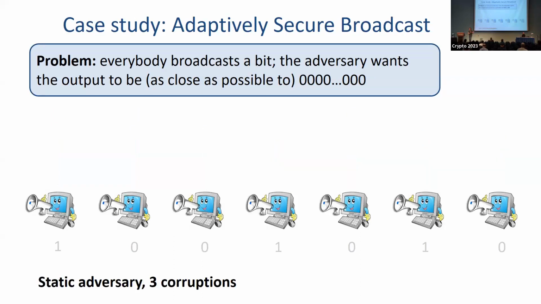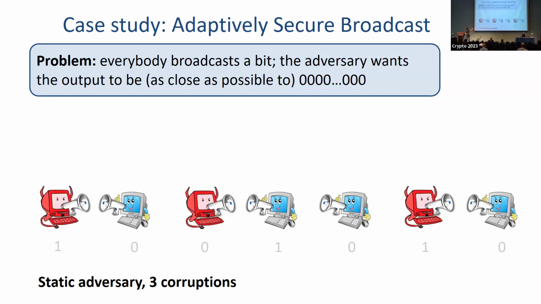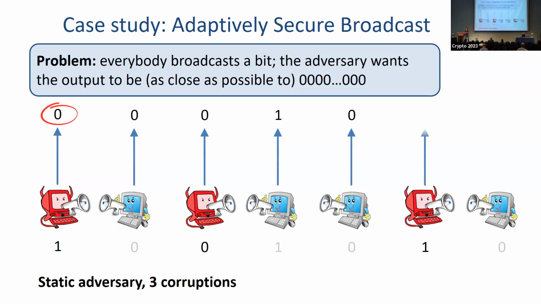And now what happens when we have a static adversary? So the static adversary doesn't see the parties' inputs, but he can guess which parties will broadcast 1. So let's say he has 3 corruptions, he guesses 3 corruptions, sees what they have, and then if he guesses the party that has input 1, it can make it send 0. Right? So he can succeed with some probability, depending on the number of parties and the distribution of the inputs.